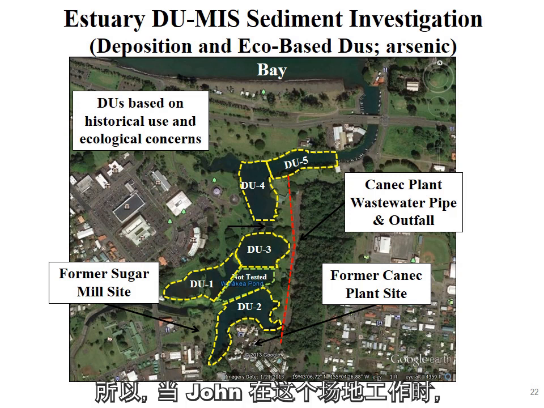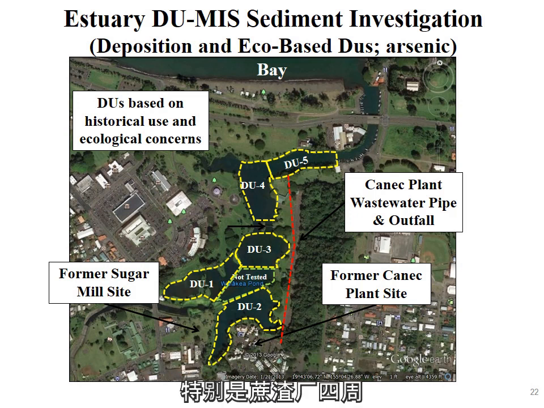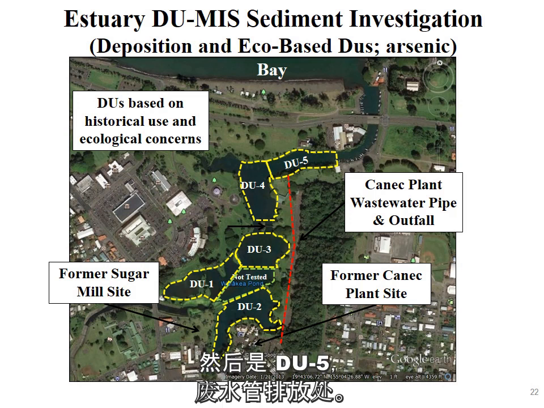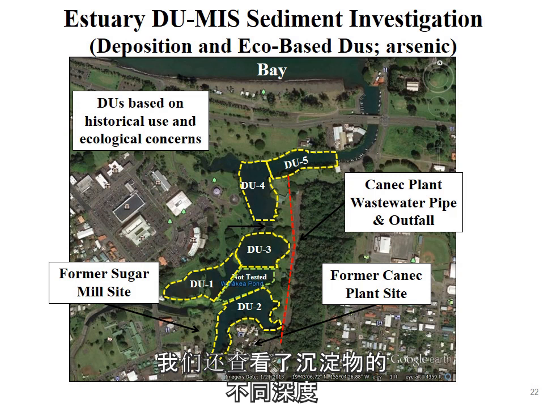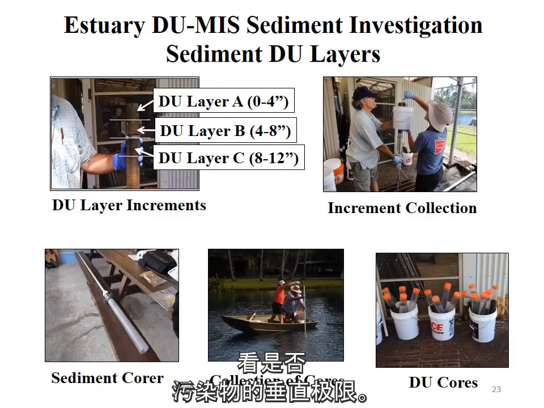So when John worked on this site, first he designated DUs based on suspect contaminated areas, especially around this Canec plant, and then also on the aquatic habitat areas, and you see in DU1 here, and then open areas within the estuary, DU3 and DU4, and then DU5 is where this wastewater pipe discharged. So that's how we designated DU decision units here. We also looked at sediment at different depths to see if there was some vertical limit to contamination.